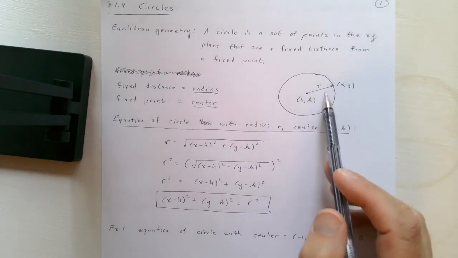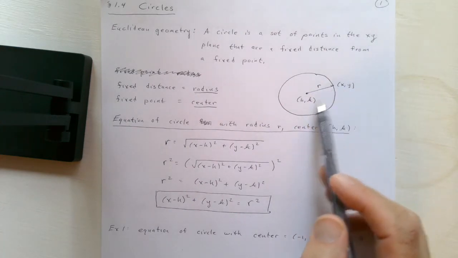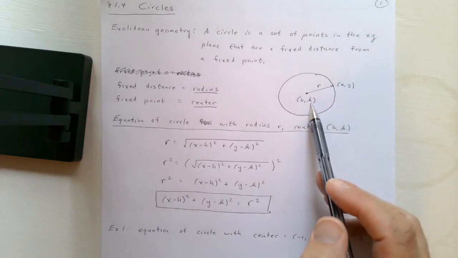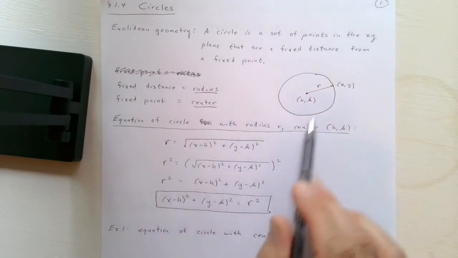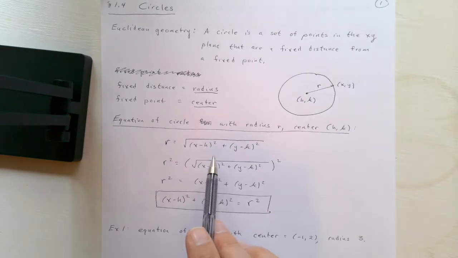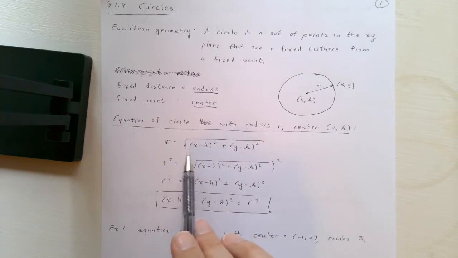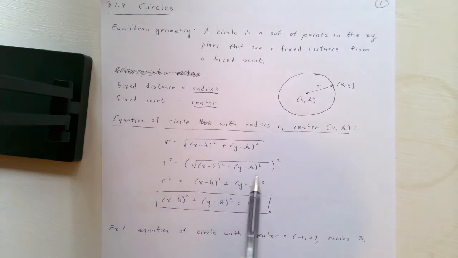If we use the distance formula, that's going to be (x minus h) squared plus (y minus k) squared, and then take the square root. So this says that r is the distance between these two points. Because square roots clutter things up, we can square both sides, and that doesn't change anything, and the square roots go away. So we get r squared equal to this squared plus this squared, and we can switch this around. This is the standard form of the equation of a circle: (x minus h) squared plus (y minus k) squared equals r squared.